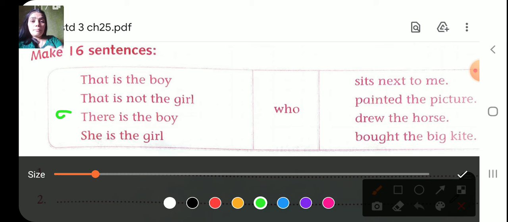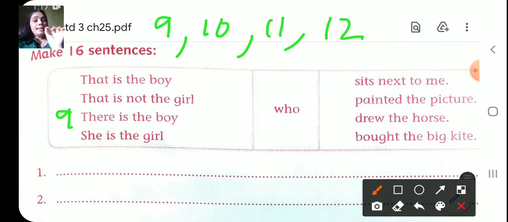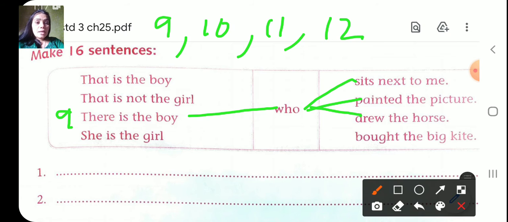Now next we'll move on to number 9. So 9, 10, 11, 12, you are going to write, there is the boy, four times. So you're going to start with, there is the boy who sits next to me. There is the boy who painted the picture. There is the boy who drew the horse. There is the boy who bought the big cake. Got it? And next one, 13, 14, 15, 16.